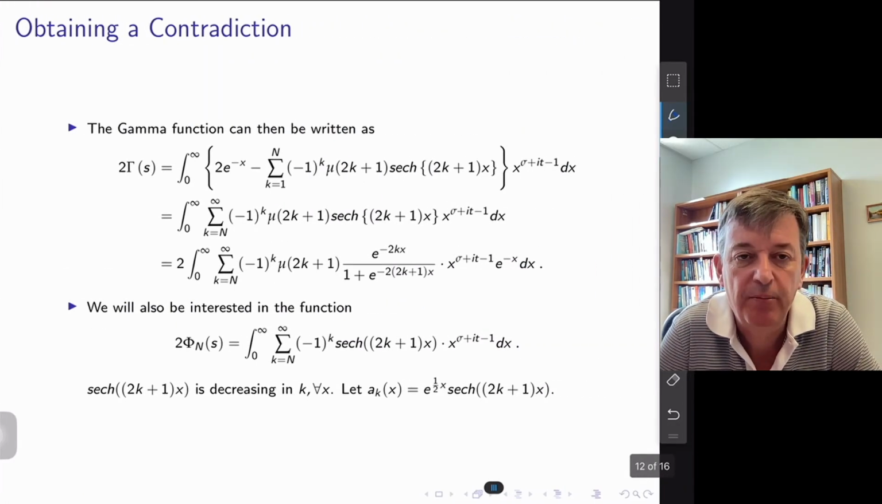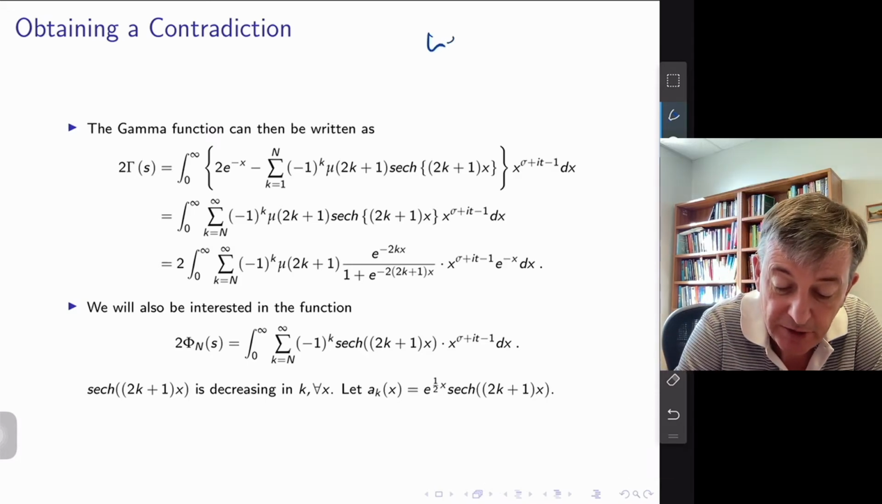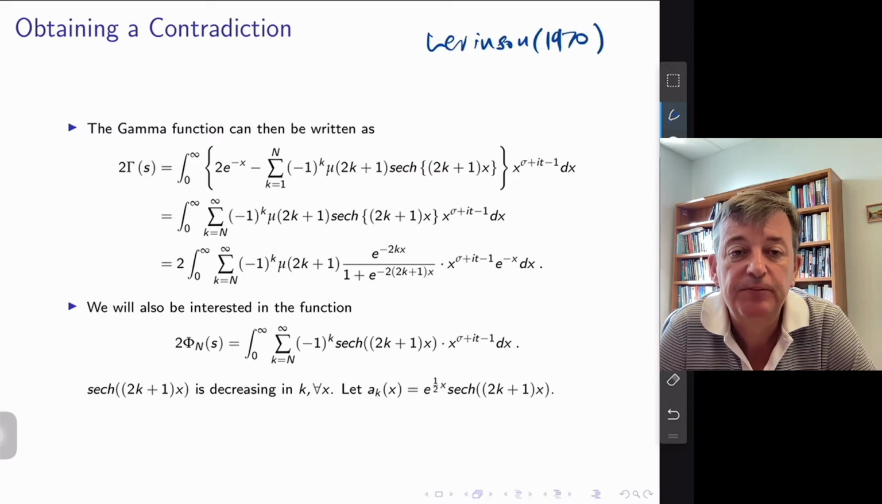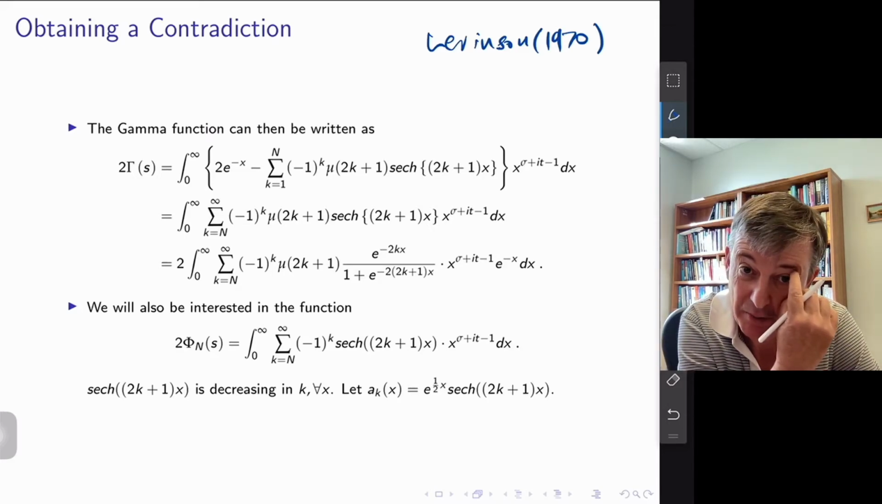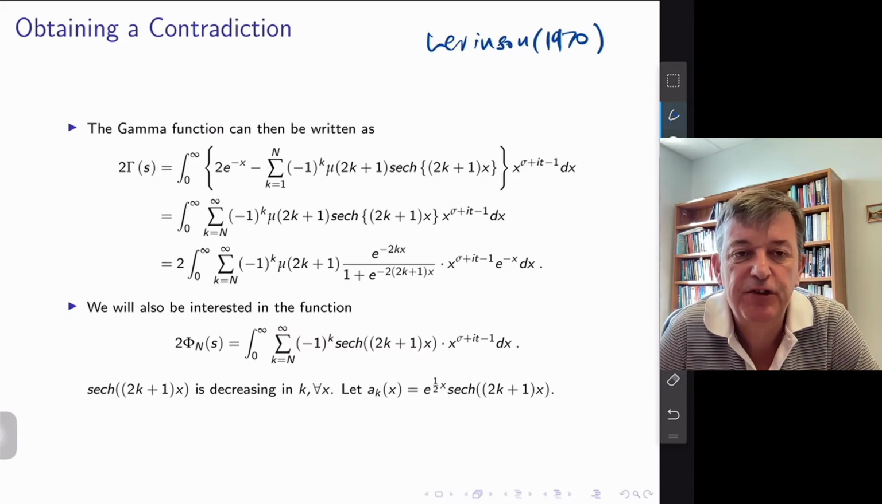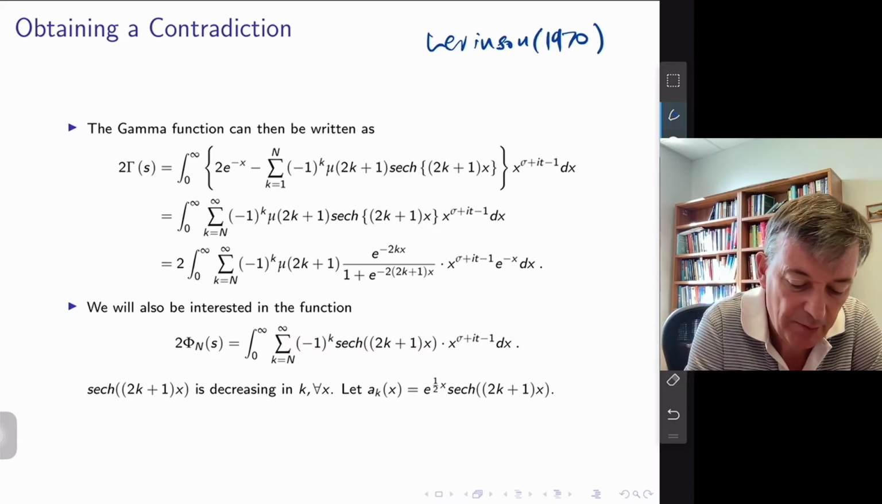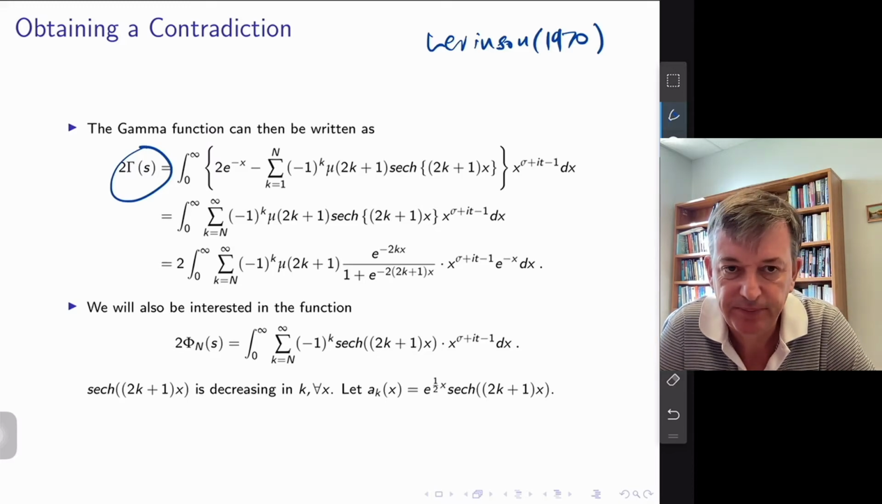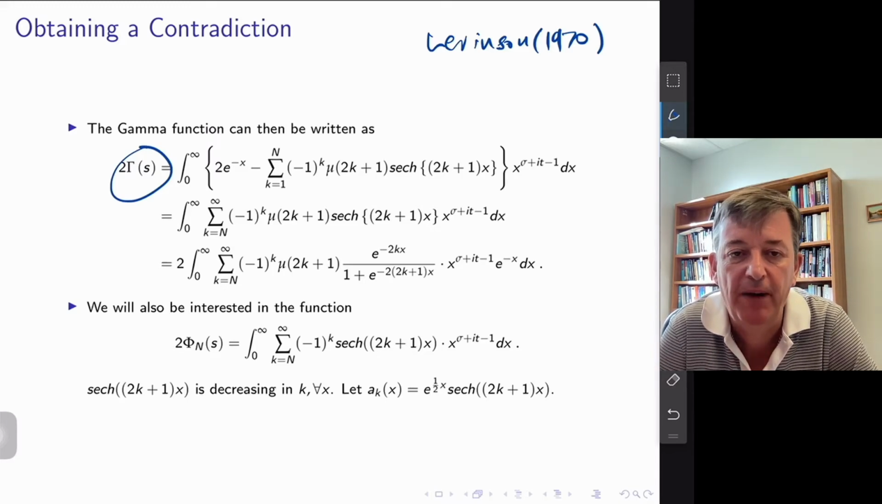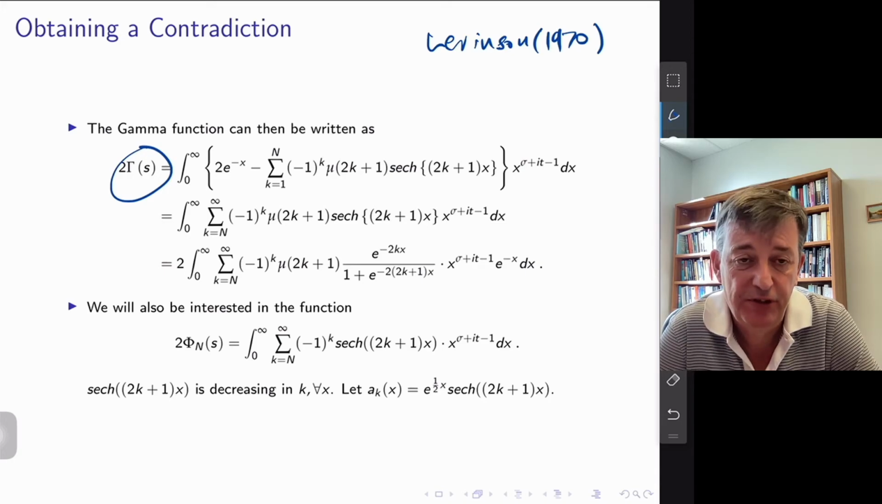Okay, so how would we obtain a contradiction? There's a nice paper by Levinson in the 1970s that looks at this. The insight I had here, 10 years ago, was essentially to approximate the gamma function. We know that the gamma function has no zeros, so if we can find a lower bound and an upper bound, we essentially know that the gamma function is not 0.